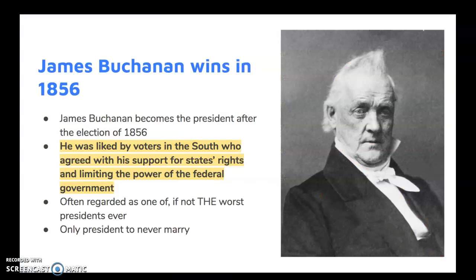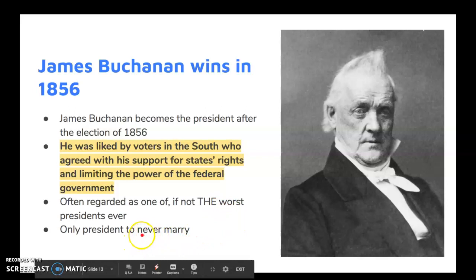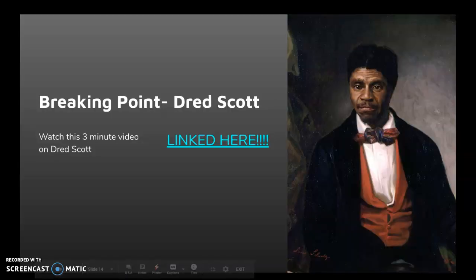So in 1856, James Buchanan wins the presidency. Buchanan becomes the president after the election of 1856. He was liked by voters in the South who agreed with his support for states' rights and limiting the power of federal government. And he's often regarded as one of, if not the worst presidents ever. Poor James Buchanan. Here's a little trivia for you. He's the only president we've ever had in this country out of 45 presidents who never married in his life. He was from Lancaster County, Pennsylvania, I think.